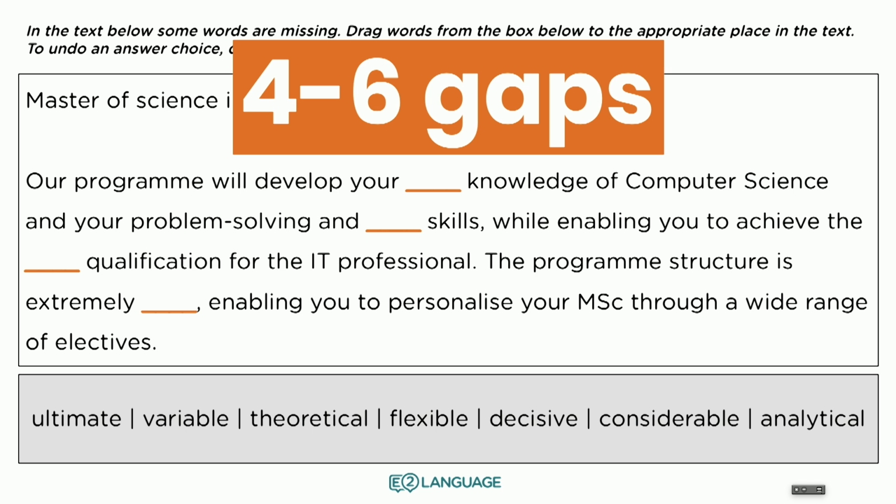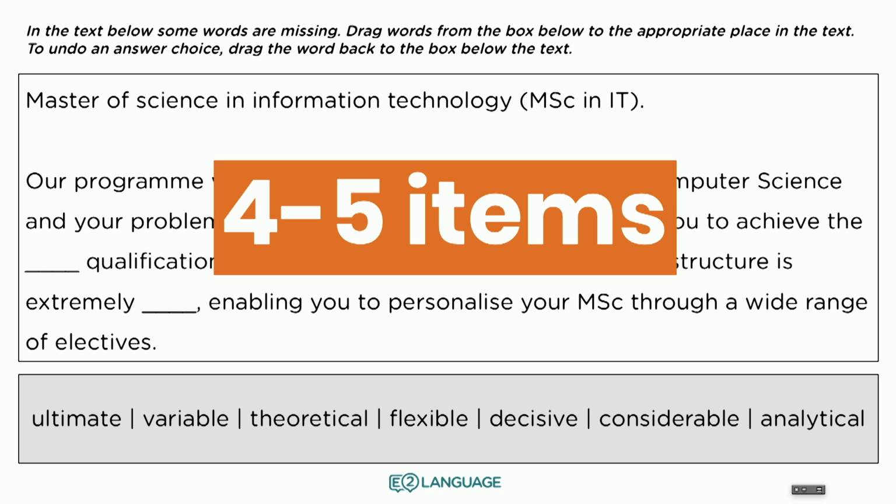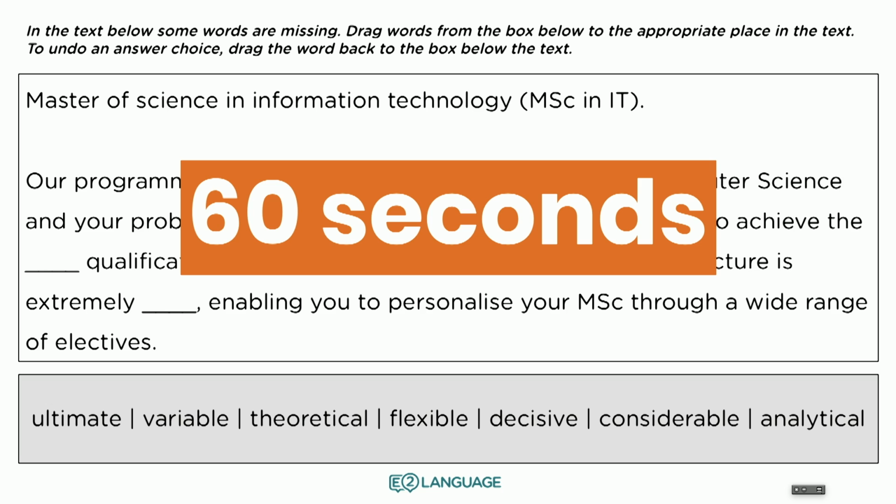And in the text, you'll get sort of 4, 5, maybe 6 gaps. And there might be up to 8 answer options. So there'll always be more answer options than there are gaps. You'll get 4 or 5 of these items on test day in a row. And you should be spending around 60 seconds max on each of these tasks, okay? Cool, so that was the overview.